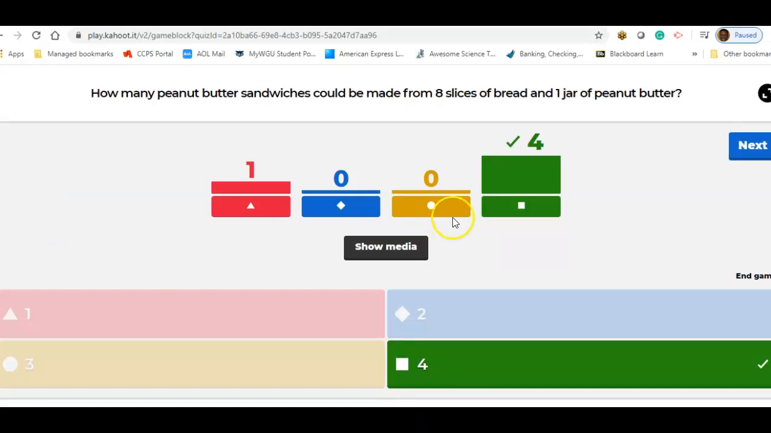All right, how many peanut butter sandwiches could be made from 8 slices of bread and 1 jar of peanut butter? Of course, who is this person who doesn't know how to make a sandwich? You have 8 slices of bread and 1 jar of peanut butter. You use 2 slices of bread to make 1 sandwich. So you're going to have 4 sandwiches.